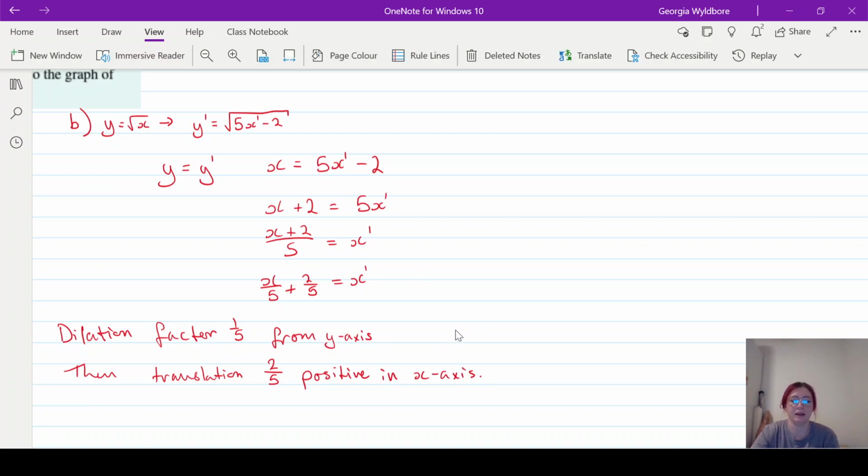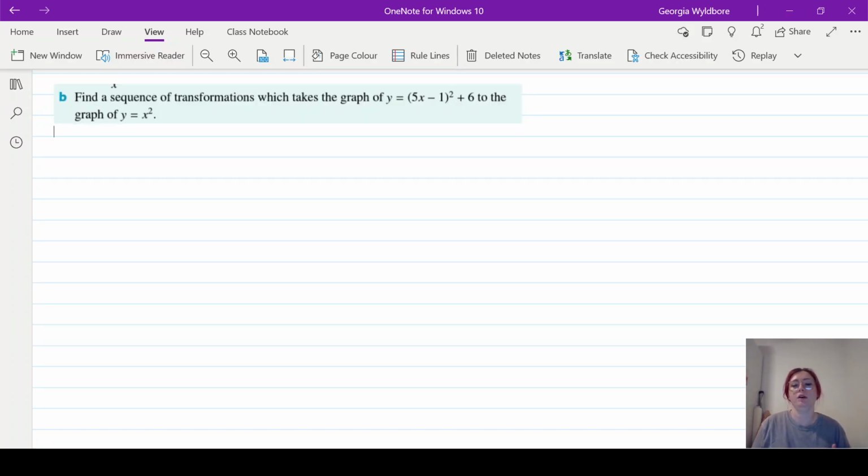Right, so that dilation, if we were just talking about the dilation, it would be that (x, y) would map to (x over 5, y), or 1/5 times x.